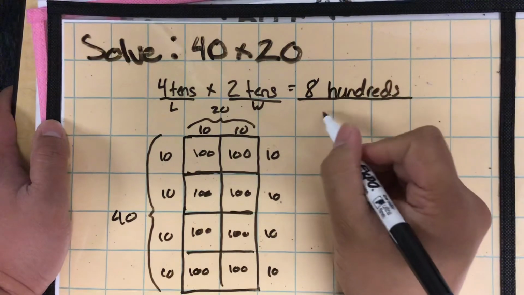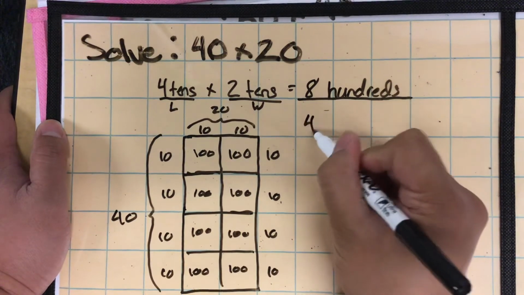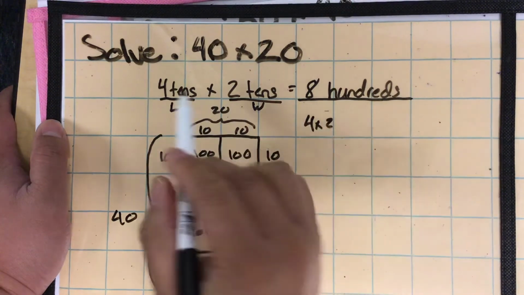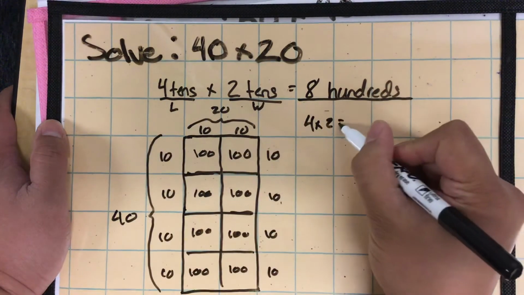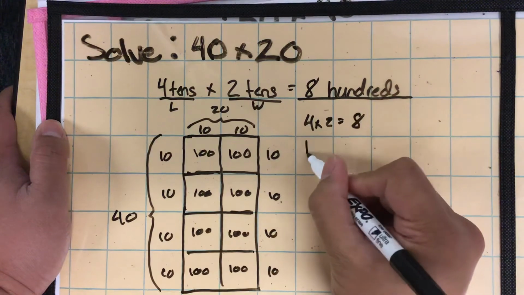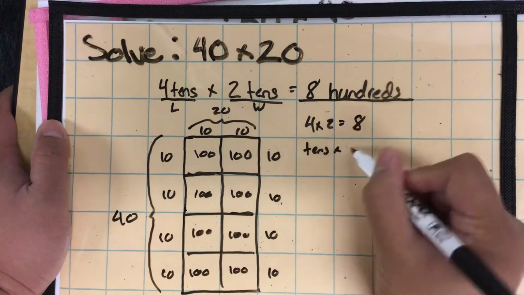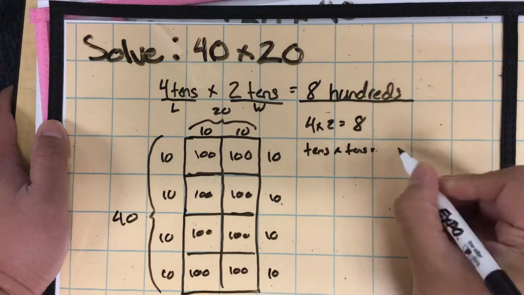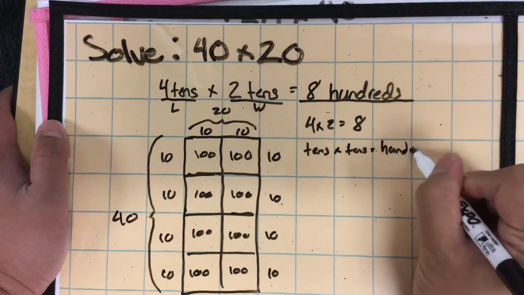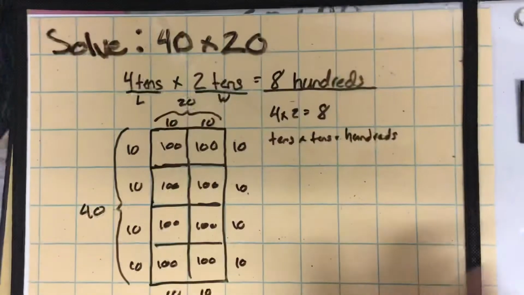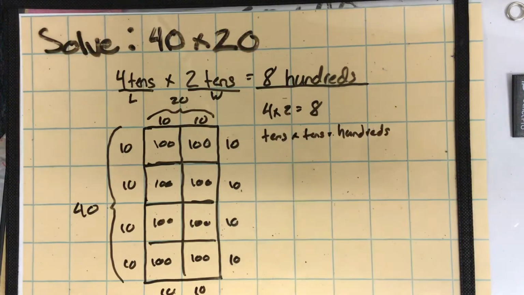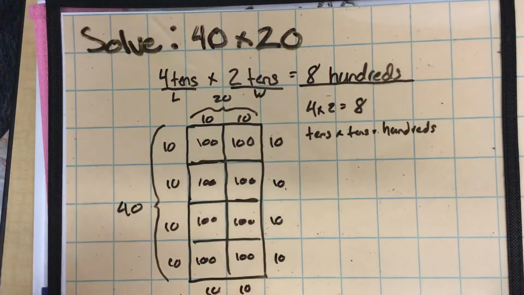Okay, but if you want to write it out, we could show 4 times 2, which equals 8, and tenths times tenths equals hundredths. Because remember, 10 groups of 10 equals 100. And that's it. That's how we do our area model.